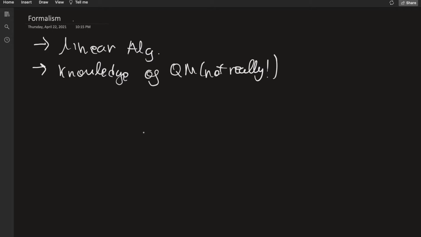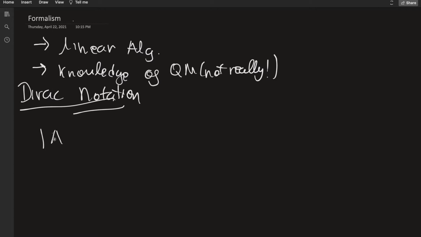All right. So we can start with some formalism. What I mean by formalism is the way that we write things. So we use what is known as Dirac notation. So how do we denote a vector in Dirac notation? Let's call the vector A like this. This is what we represent. This is called a ket, okay? And this is just a column vector.